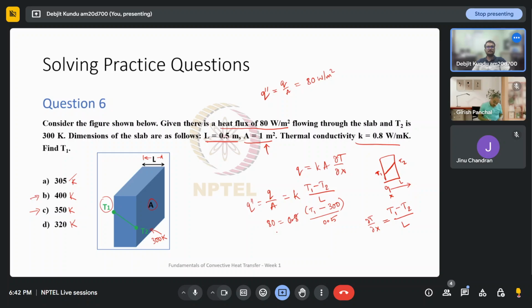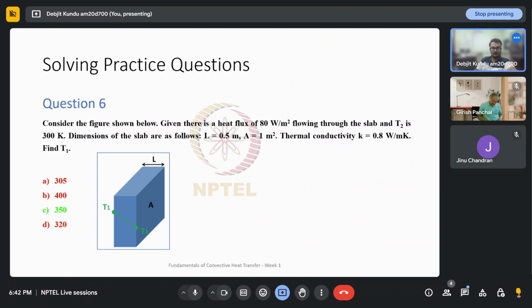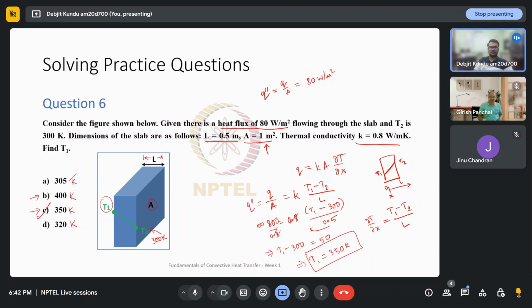So if I'll just take this on this side, and this will be 800 by 8, which is equal to 100. So now T1 minus 300, and I'm taking this 0.5 also on the left hand side. So 0.5 into 100 gives me 50. So this is equal to 50, and T1 finally should give me 350 Kelvin. So it should be option C, that's correct. Let's have a look at the solution. It is indeed 350. Okay, any questions on this?